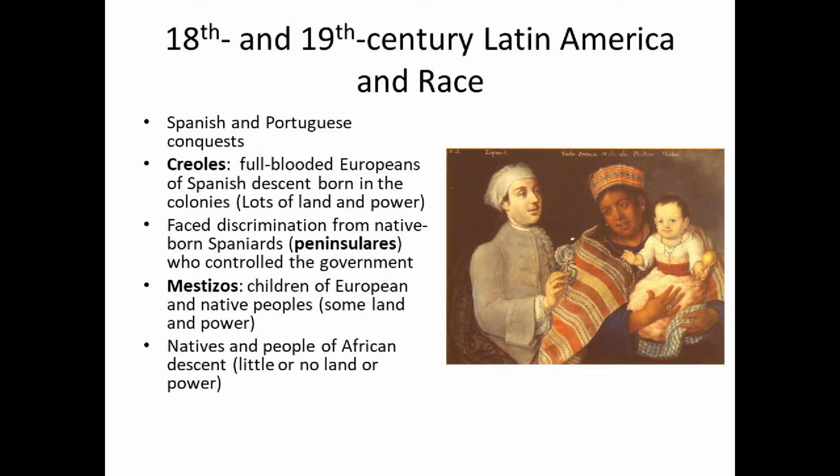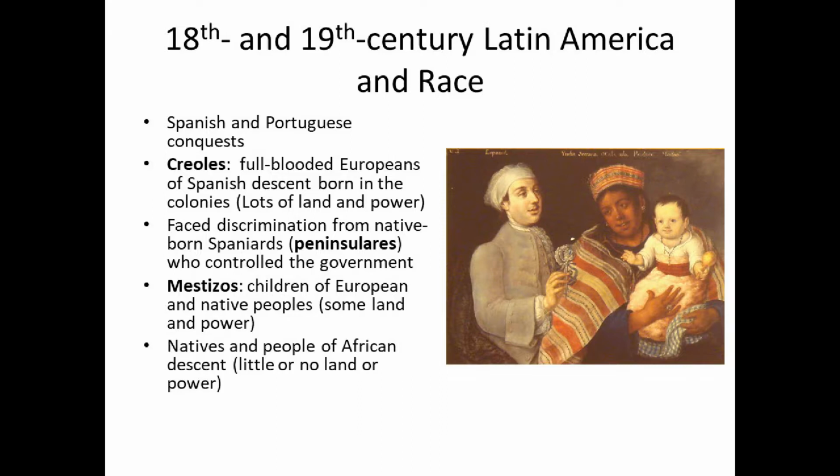So you can see, like I said, that there's this kind of connection. The closer you are to Spain and Portugal, the more powerful you are, right? The most powerful people are the people who actually came from there, followed by the people who were their descendants, followed by the people who are partly their descendants. And on the bottom are the native peoples and the people of African descent.